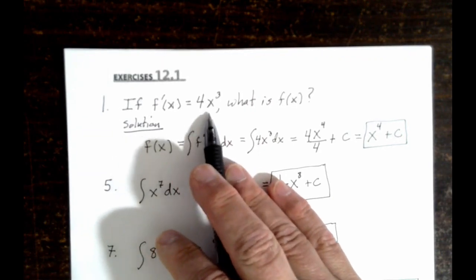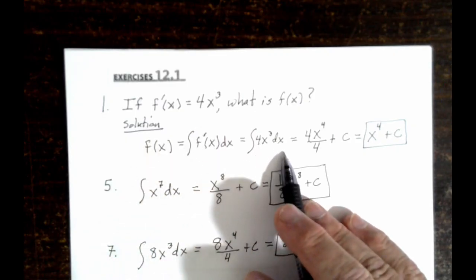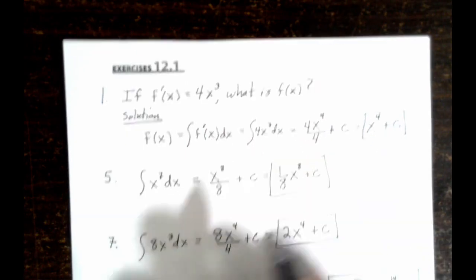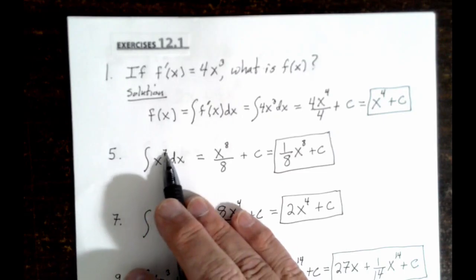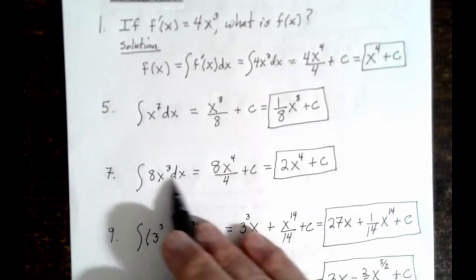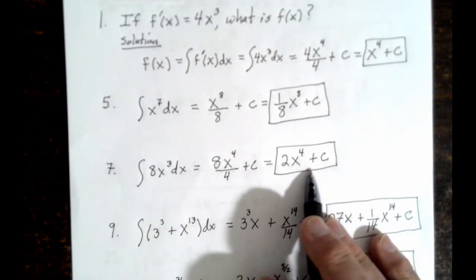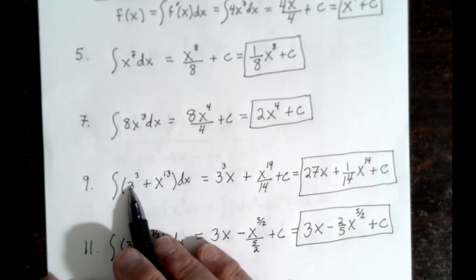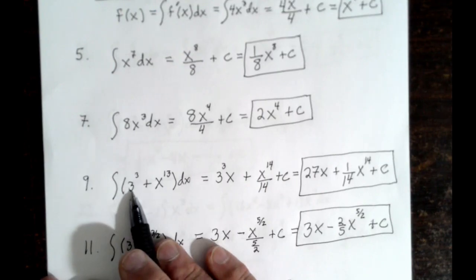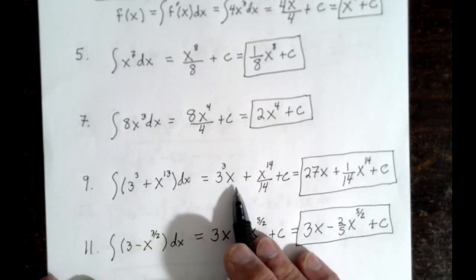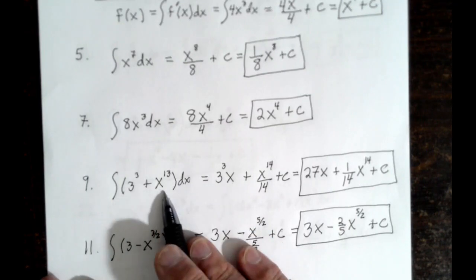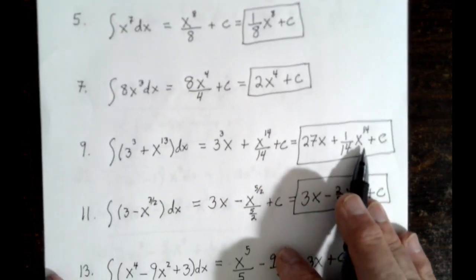If f prime is 4x cubed, what's the integral of 4x cubed? Or what is f? So you add 1 to the exponent and divide by that number and plus c. And same thing here, you add 1 to the 7 and divide by that new number, so x to the 8th over 8. 8x to the 4th over 4. Now you might say 3x to the 4 over 4, but this is a constant. This is just 27. And the integral of a constant is just that number times x. And so this one is 14, x to the 14 over 14. And it's all plus c.